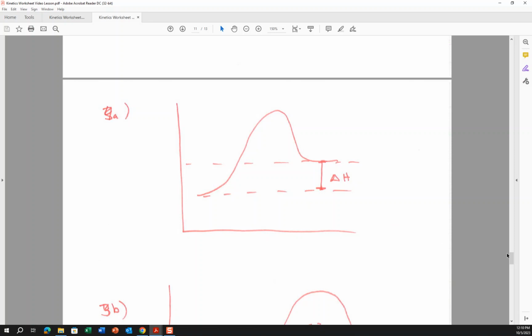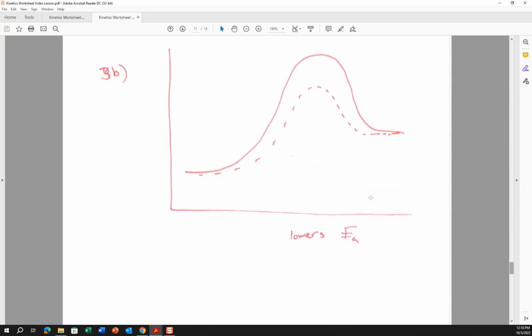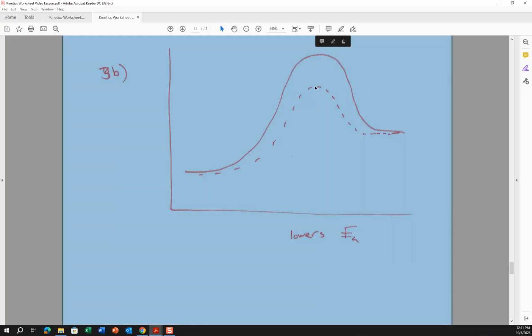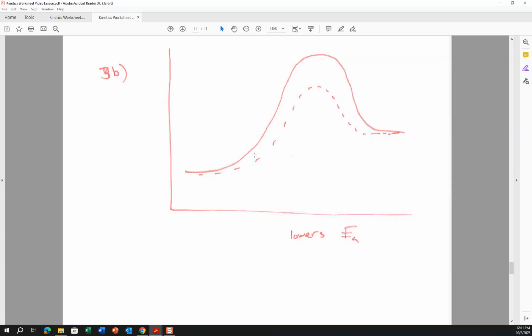What a catalyst does: a catalyst doesn't change the end of the reaction, it doesn't change the products, and it doesn't change the reactants. It only changes the activated complex. It lowers the activation energy. So the dotted line would show the effect of a catalyst. What does it do? It lowers the activation energy.